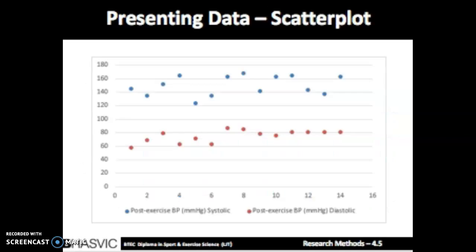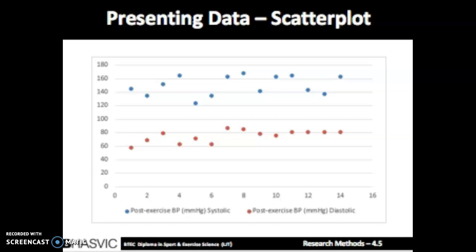Scatterplot. A scatterplot is a graph of plotted points that show the relationship between two sets of data. Each point represents an individual score for both tests. A scatter graph can show a positive, negative, or no correlation.